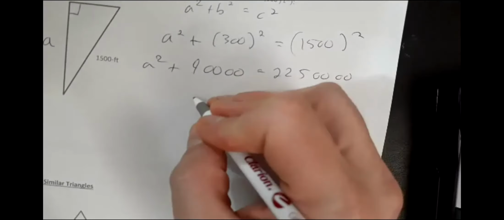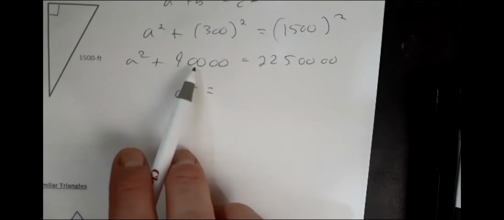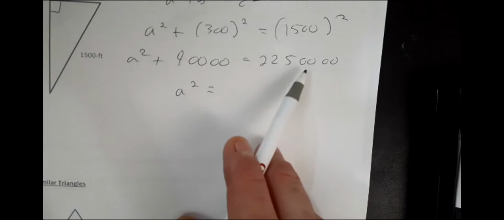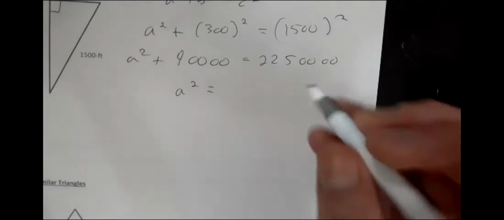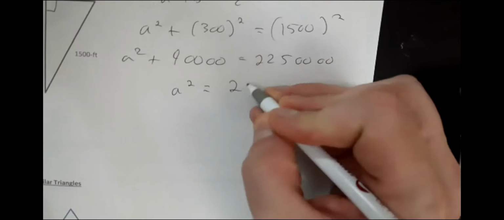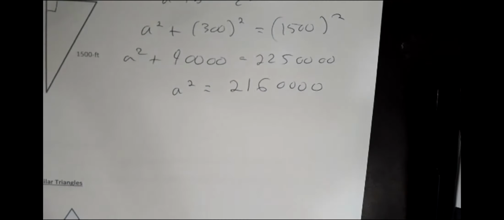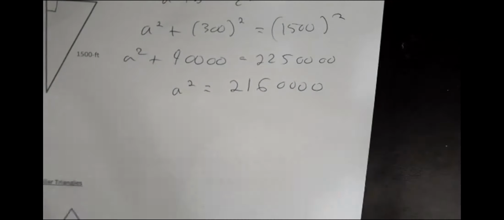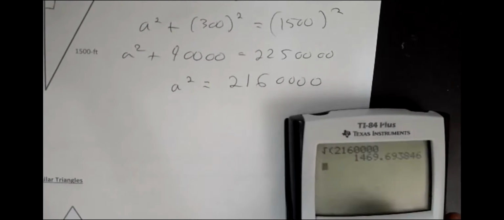And so I'm solving for A squared. If I subtract this 90,000 from this, what is this, 2,250,000? If I subtract this from this, I'm going to end up getting 2,160,000. Now I want to do the same thing. I have an A squared, I want to get it down to an A. So I take the square root of 2,160,000, and it should be giving me something around 1469. I'm going to round it to 1469.69, I think.